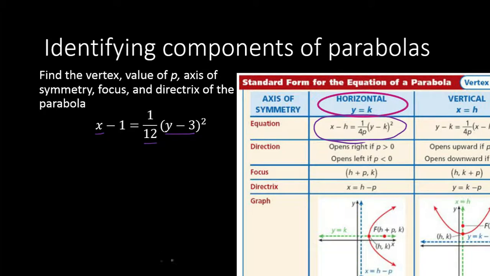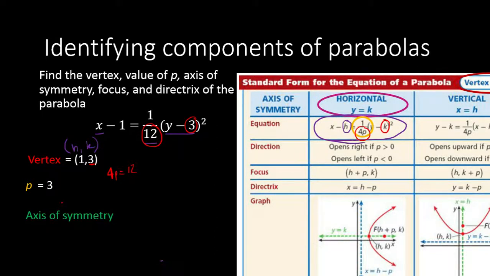Now, let's start with the vertex. So my vertex is h, k. So h comes from here. Since I'm subtracting 1, my h is 1. My k, y minus 3, my k is 3. P is equal to, let's see, 4p. If I compare this to my denominator, that means that 4p equals 12, so p must be equal to 3.